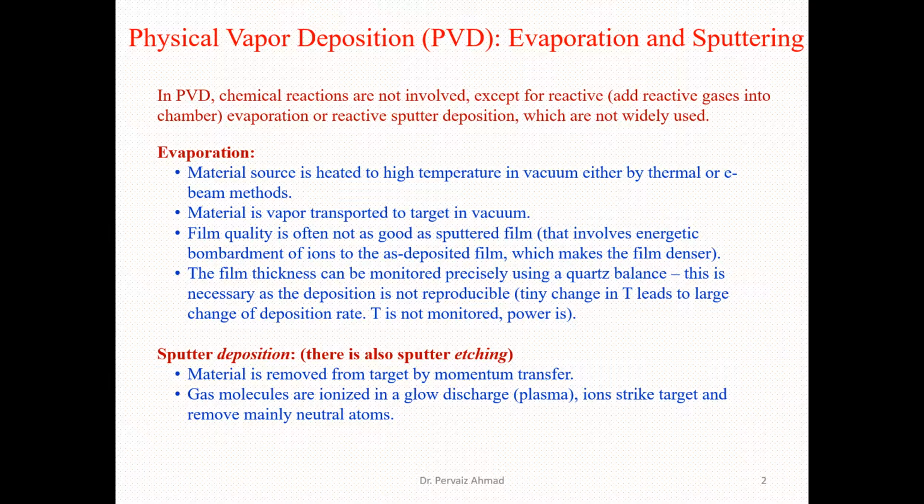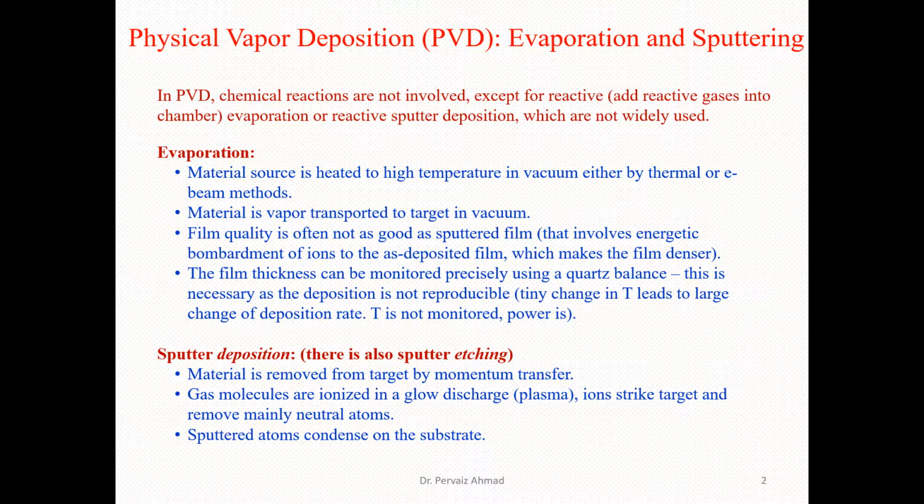Strike the target and remove mainly neutral atoms. So the sputtered atom condenses on the substrate. This is something very short for the sputter deposition or sputtering process. Just something you can call a definition for sputtering.